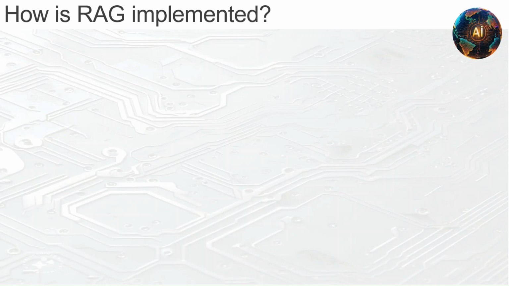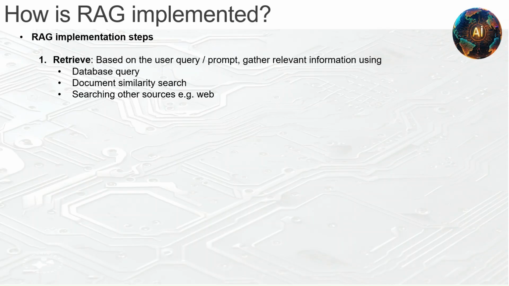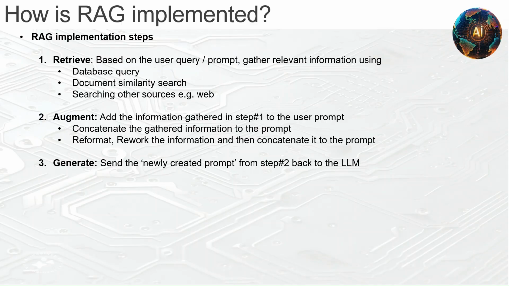Now let us see how retrieval augmented generation, or RAG pattern, is implemented in the real world. The steps to implement RAG, as we saw, are pretty straightforward. First, we retrieve or gather relevant data based on the user query, say for example from a database or from a large set of documents using similarity search, or searching various other sources like the World Wide Web. Number 2, we augment the prompt and create an updated prompt by concatenating or reworking and reformatting the information gathered in step 1. And finally, we send this newly created prompt to the LLM to generate a better response.